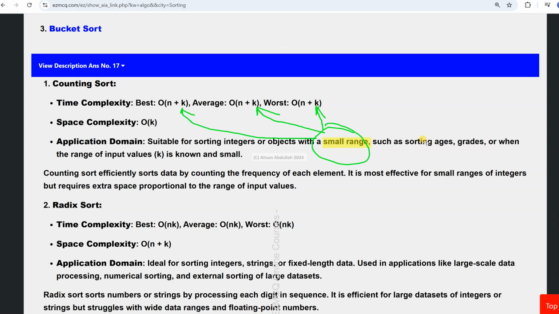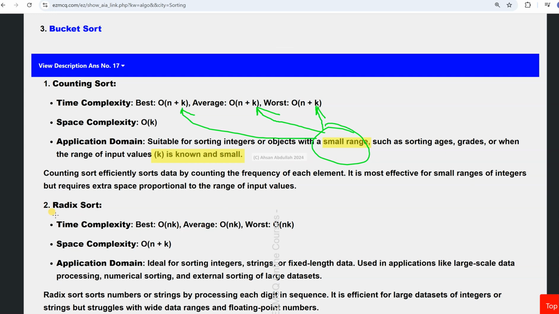Such as sorting ages. Hardly any ages are more than very few which are in 3 digits, usually in 2 digits. Grades are like two alphanumeric characters, an alphabet and a symbol. And it applies when the range of input values is known and small. So counting sort efficiently sorts data by counting the frequency of each element. So you know the use case now.